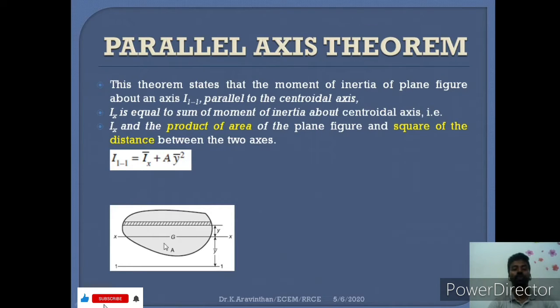What do you mean by area? Area is the total area of the object. You have to find the area and then y bar square. What do you mean by y bar? Y bar is the distance between the reference plane and the parallel plane, that is the x-axis. The distance between the x-axis and the reference plane is known as y bar. If you square this, you will get the moment of inertia towards the plane.